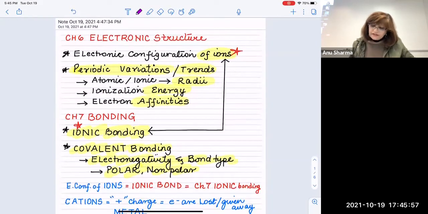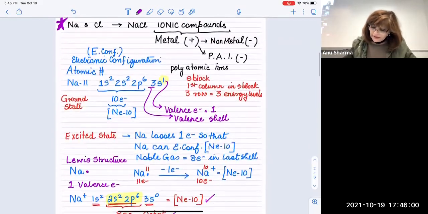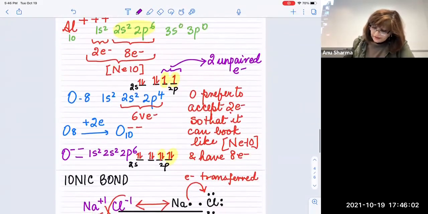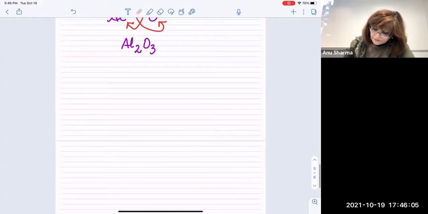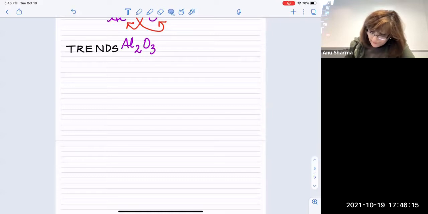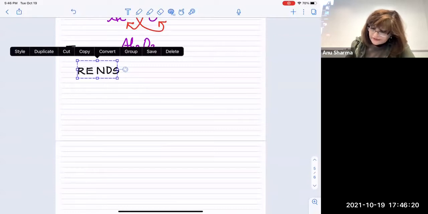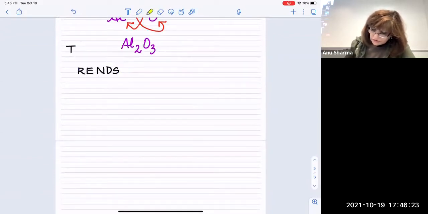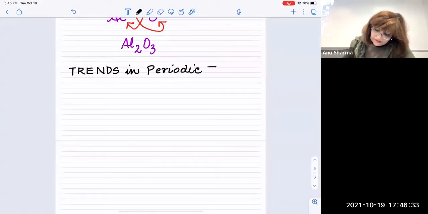Electronic configuration. Now look at the trends in the periodic table. Back to the first chapter, trends. And this also means periodicity. So, trends in the periodic table.